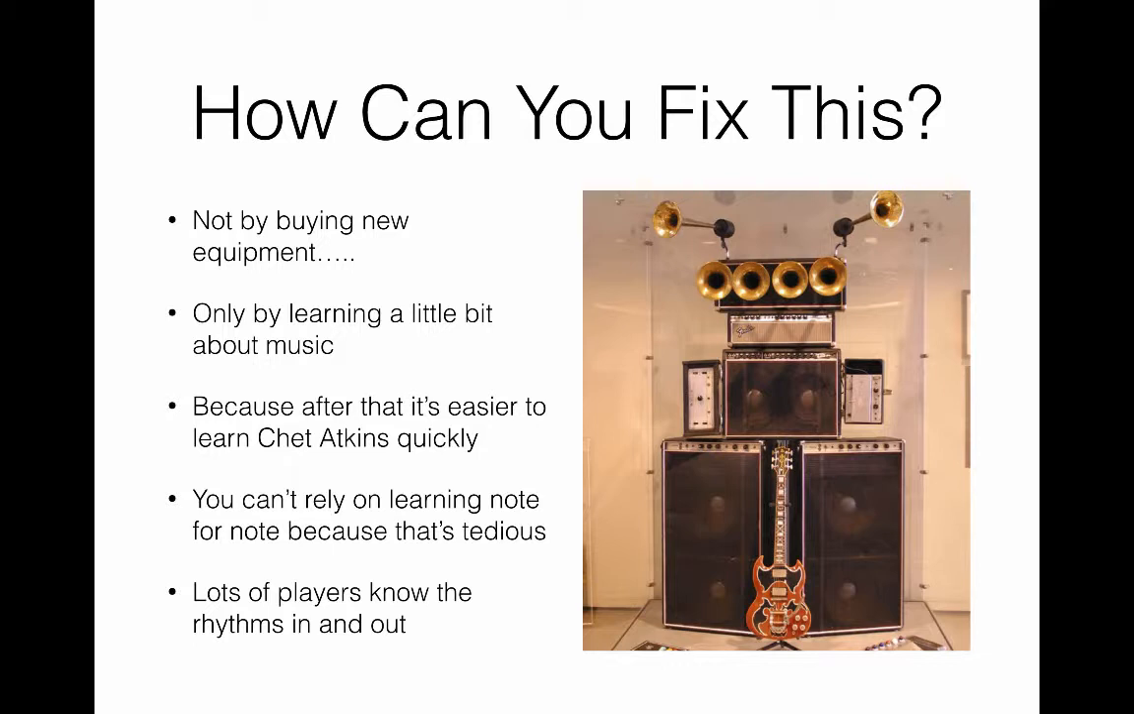Because after that, it's easier to learn Chet Atkins quickly. And you can't rely on learning note for note because that's tedious. And lots of players know the rhythms in and out of a lot of their songs. I mean, I've studied a lot of Metallica songs, for instance. And James Hetfield is, of course, a brilliant, brilliant rhythm guitar player. And it all comes down to how he takes that boring E power chord and just makes a cool rhythm out of it using open notes or other power chords or whatever.